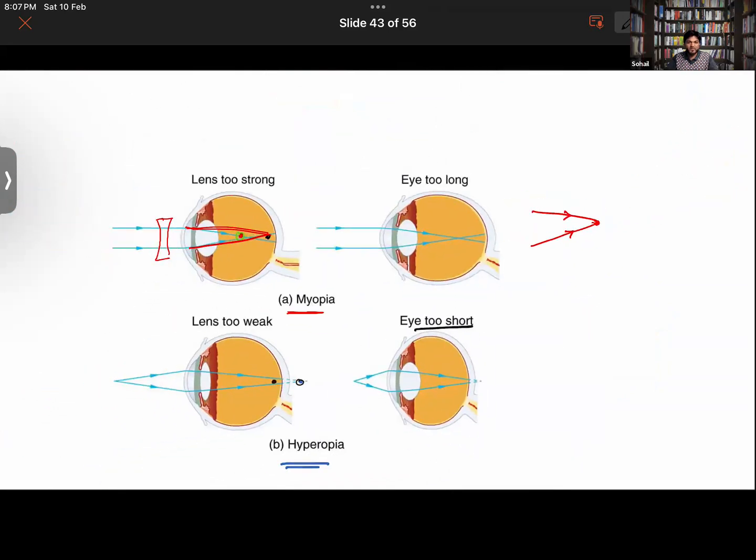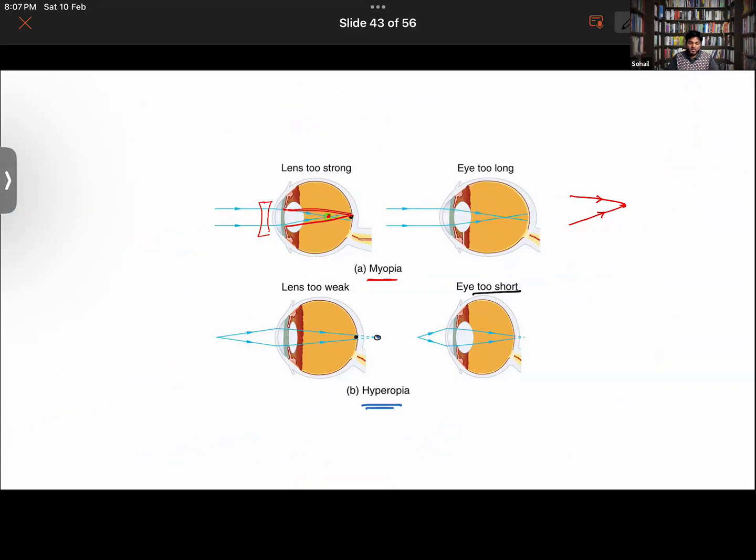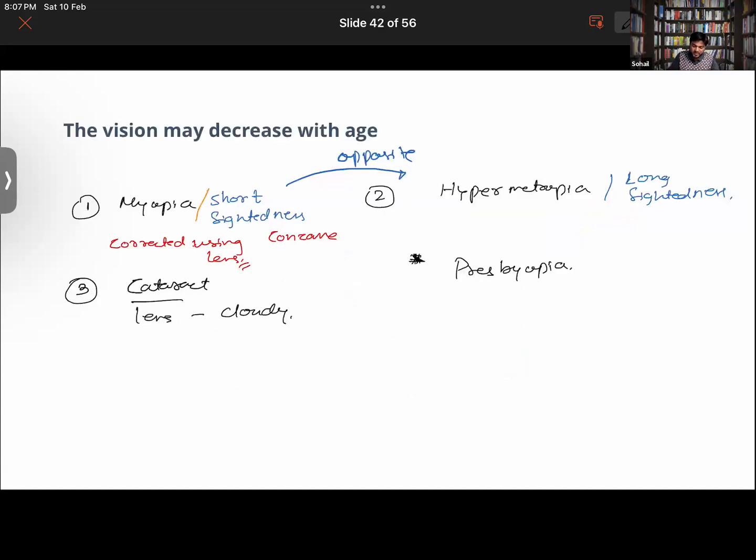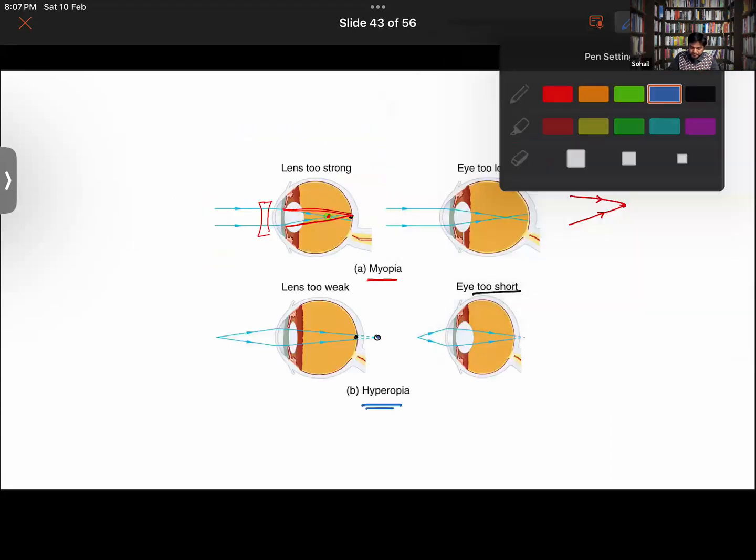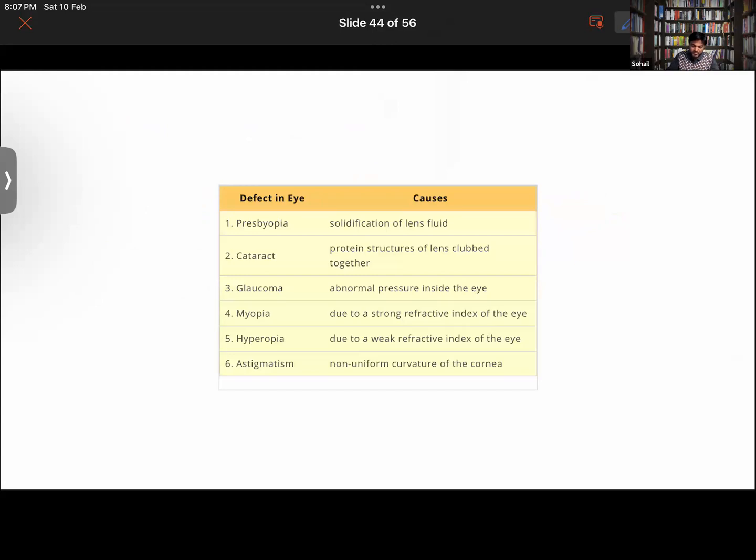So what should be done here? We need to increase the converging power. We need to use a convex lens. The eye lens is already a converging lens, but here the converging power is reduced. So if we use a converging lens, the converging power will increase. Thereby it is corrected using a convex lens. Is that clear to everyone?